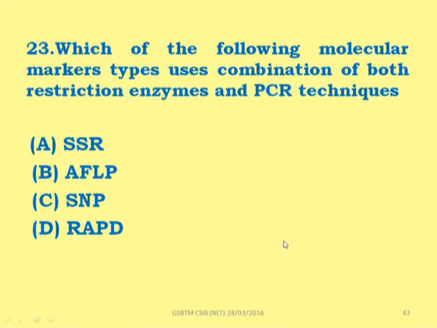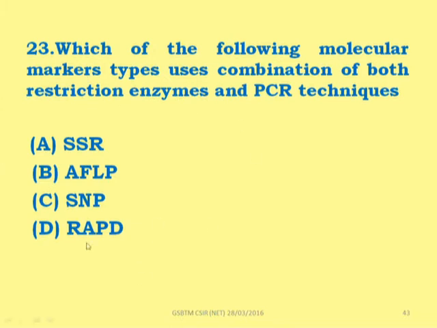Which of the following molecular marker types uses a combination of both restriction enzyme and PCR? Very good question. I had already spoken about this. There are 2 types of marker. One is called hybridization based marker and another is called PCR based marker. And some of the markers can be used on the principle of both hybridization as well as PCR.